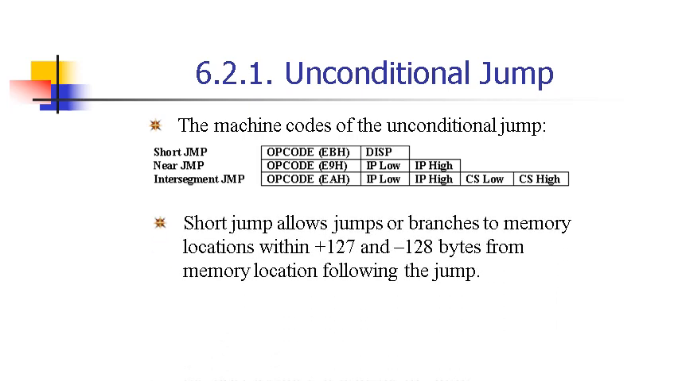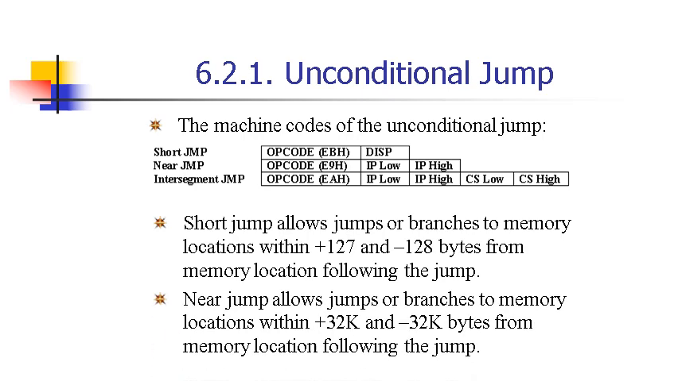Okay, again, your short jump may be as high as 127 bytes, and as low as 128 bytes. While your near jump, you are still staying in your code memory segment, and you are allowed to jump forward 32K bytes or backward 32K bytes. You jump upward 32K bytes and downward 32K bytes.